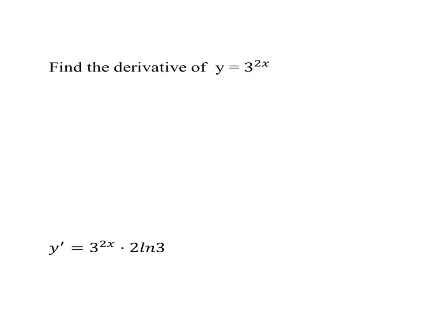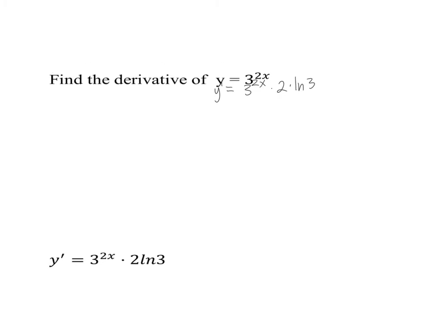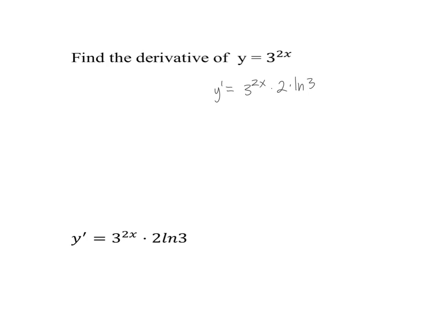So let's do a few examples. So here's an exponent question of base 3. So again, remember when you're dealing with exponents, keep them the same. So it should be 3 to the 2x times it by the derivative of the power, which would be 2 in this case. And then because it's base 3, we also have to times it by the ln of that base number. And that would be our final answer. We can leave it like that. The order doesn't matter.